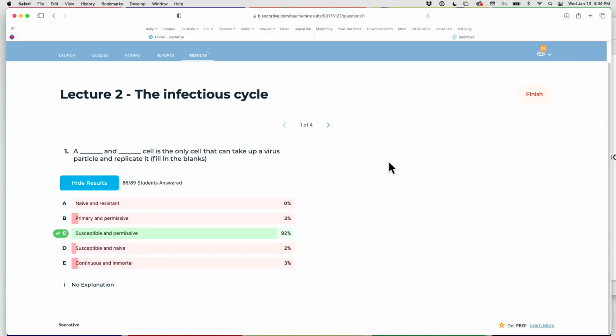Some of you said primary and permissive. So primary simply refers to making a cell from an organ. So that is not really telling you about whether the virus can reproduce in it. Some of you picked susceptible and naive. Naive is not one of the words I gave you: susceptible, permissive, and continuous and immortal. No, because those are properties of cells that live forever, but they don't tell you anything about susceptibility and permissivity.